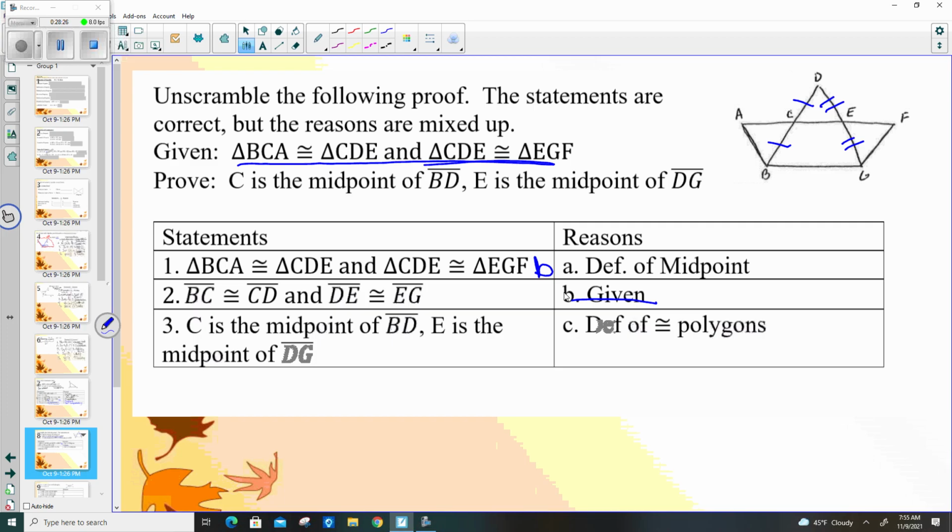Somebody new try. It's a 50-50 shot. We've been told the triangles are congruent. That's all I know. How come those parts are equal? Listen to my phrasing. We've been told the triangles are congruent. Why are those parts of the triangles congruent? Turn and talk to somebody next to you. See what you think. You got a 50-50 shot. Let's see if you can work it out between the two of you.